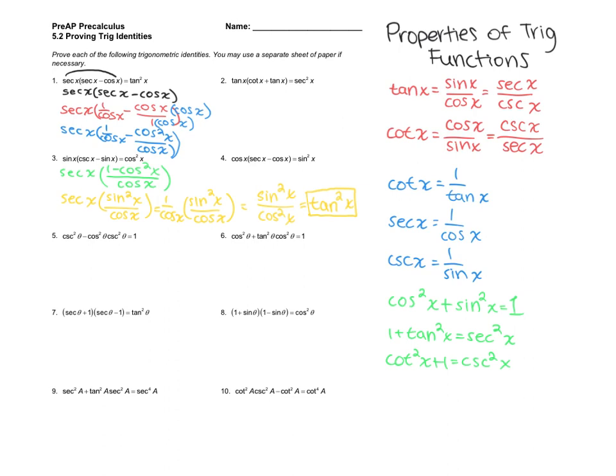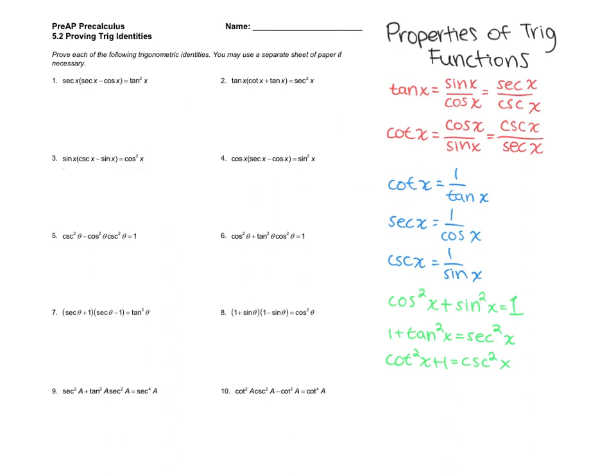So I'll go ahead and erase this, and we can do the second one as well. So our second problem is tan x times cot x plus tan x is equal to sec squared x. Now, similar to the first one, we're proving the right side of the equation by simplifying the left side of the equation. So from tan x times cot x plus tan x, we will get sec squared x. So we're basically just simplifying this guy.